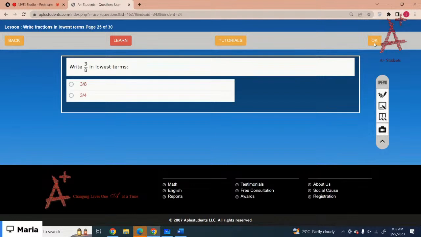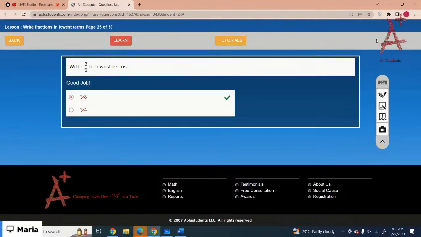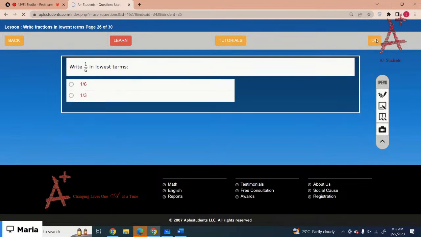Write 3 by 8 in the lowest terms. Yes, 3 by 8 is already in the lowest form. Got it? Okay, write 1 by 6 in the lowest form. 1 by 6 is already in the lowest terms. Got it?